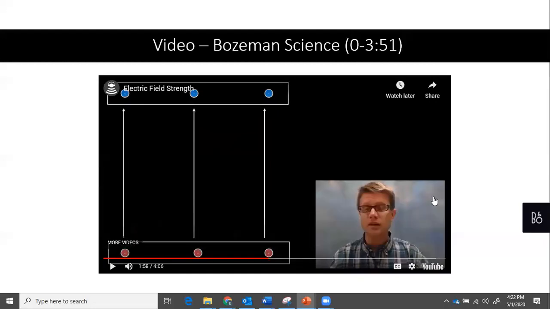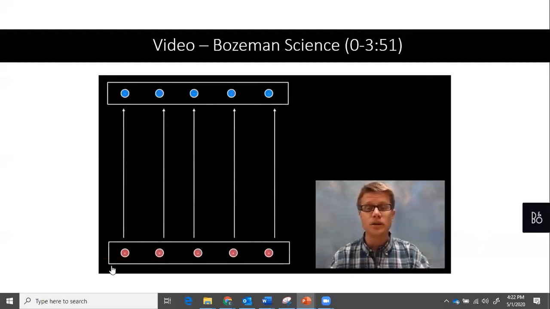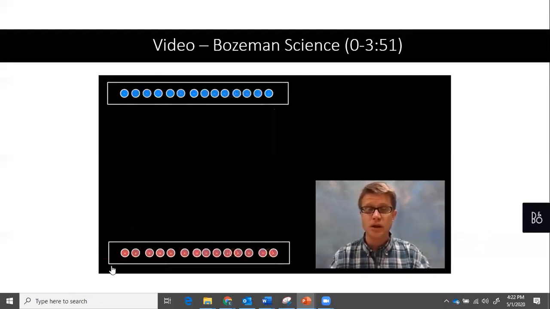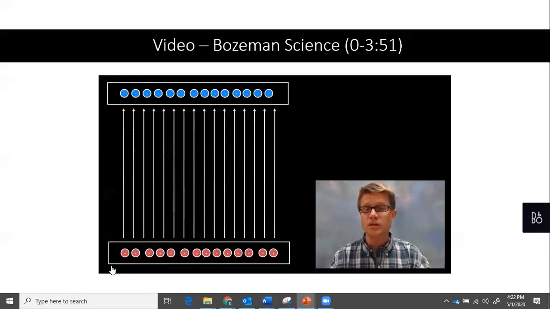Sorry, I'm just going to stop here really quick. So the point is that the more arrows there are, the stronger the electrical force is, because the more charge there is. The electric field strength as arrows, and as we add charge, we're increasing the number of those arrows. And so there's a direct relationship between the charge of those plates and the electric field strength.